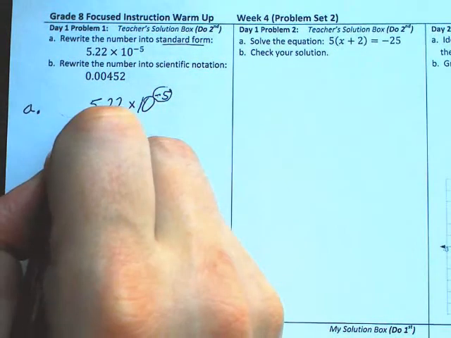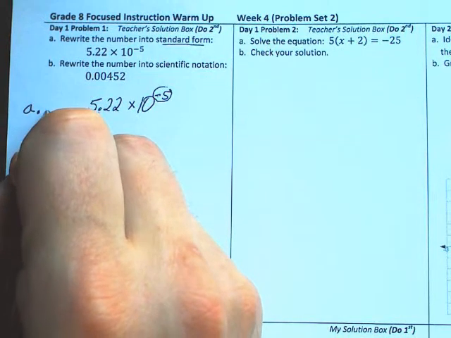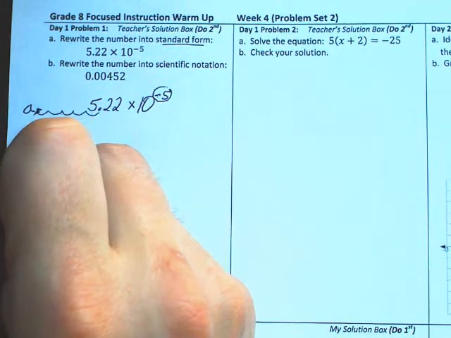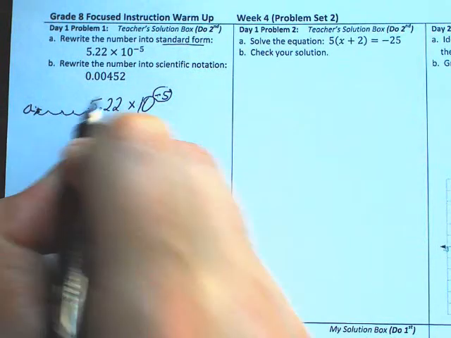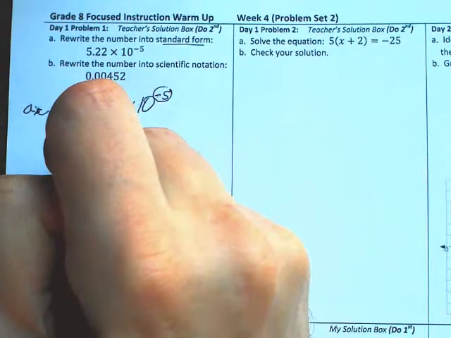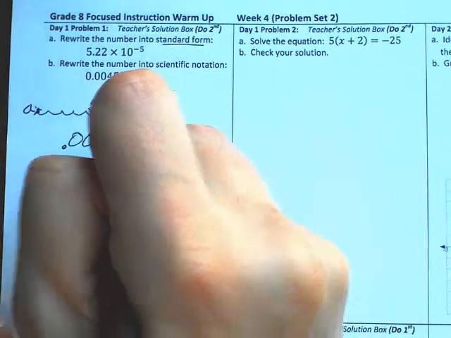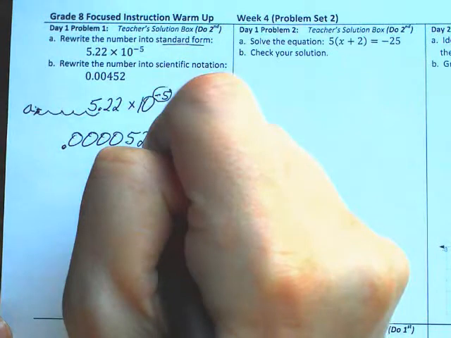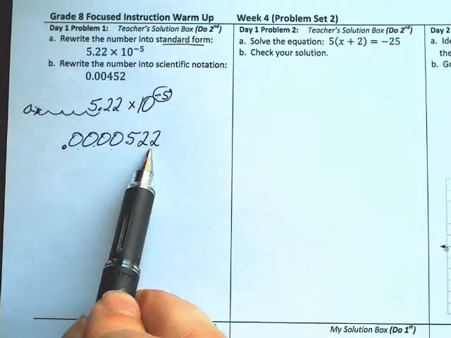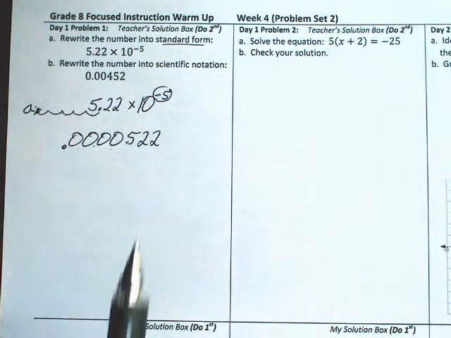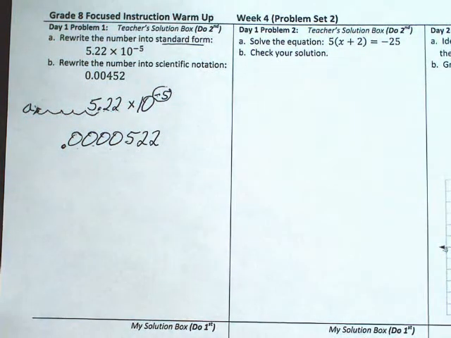1, 2, 3, 4, and 5. The decimal point is going to end up out here at the beginning, and there's going to need to be some zeros filled in as placeholders. That is going to create the number 0.0000522. And so the number 0.0000522 is the standard way of writing 5.22 times 10 to the negative fifth power, which is in scientific notation.